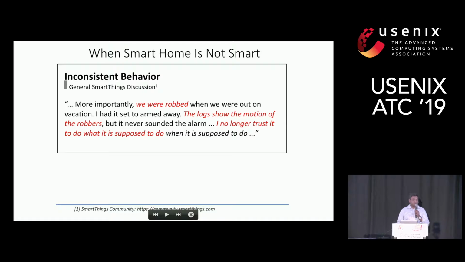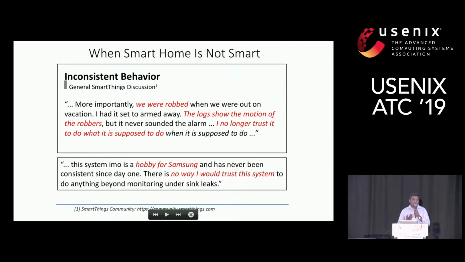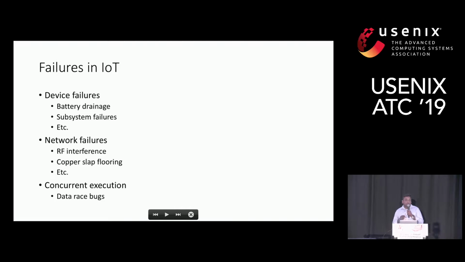And not only this customer, there are other customers who lost faith in the system and say that they would no longer trust the system for anything serious, for example, like security. We delved deeper and found that the root cause behind these inconsistencies is the inconsistency between the physical state and the application state. And this happens due to various kinds of failures in a smart home environment. The failures could be device failures, network failures, and even concurrent execution.